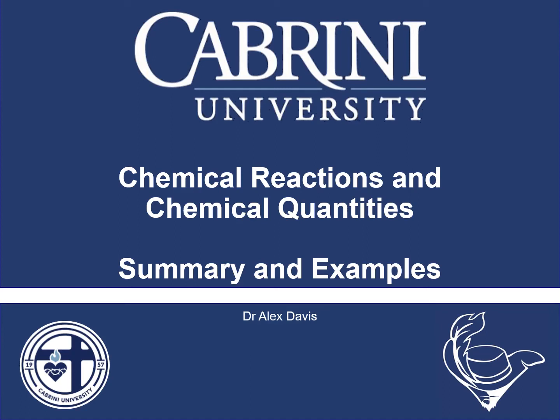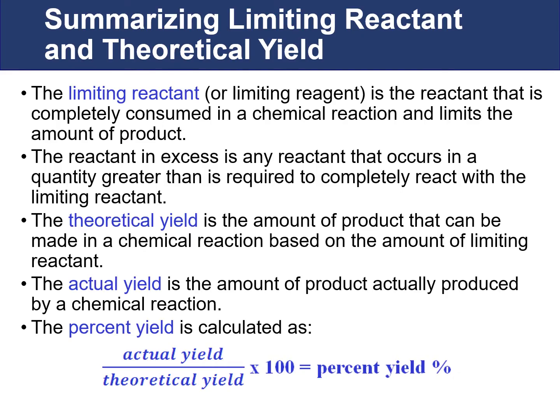In this video, we will review some of the key terms for this section and then give some examples of how some of these concepts can be used to solve chemical problems. In most chemical reactions that contain more than one reactant, one of the two reactants, when you're mixing them together, is going to run out before the other.